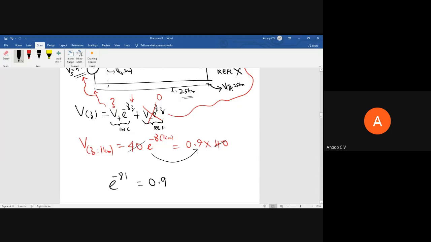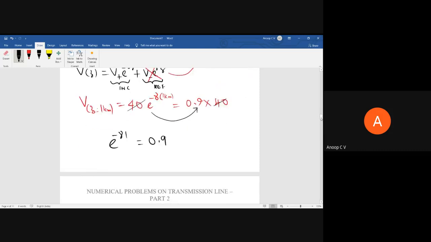Why did I not write it in meters? Because I need to find V at a distance of 25 kilometers, so there again I can substitute the distance in kilometers. Now I got e power minus gamma is equal to 0.9. I need to find e power minus gamma times 25.